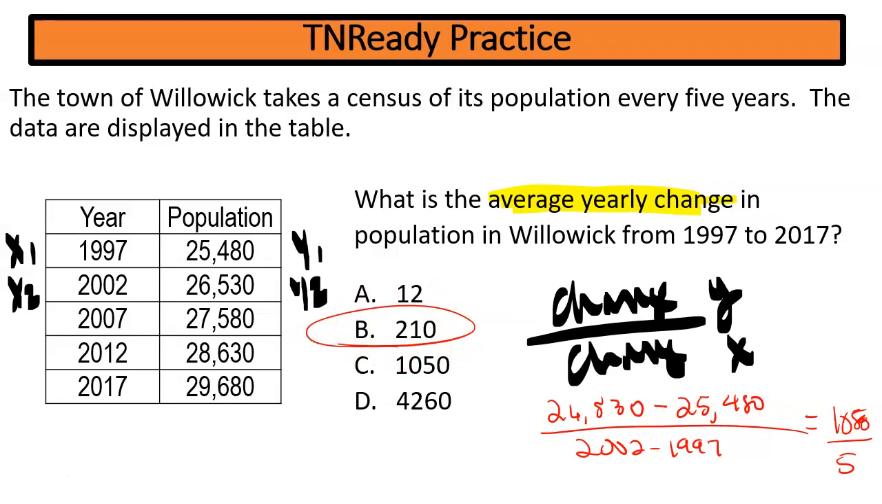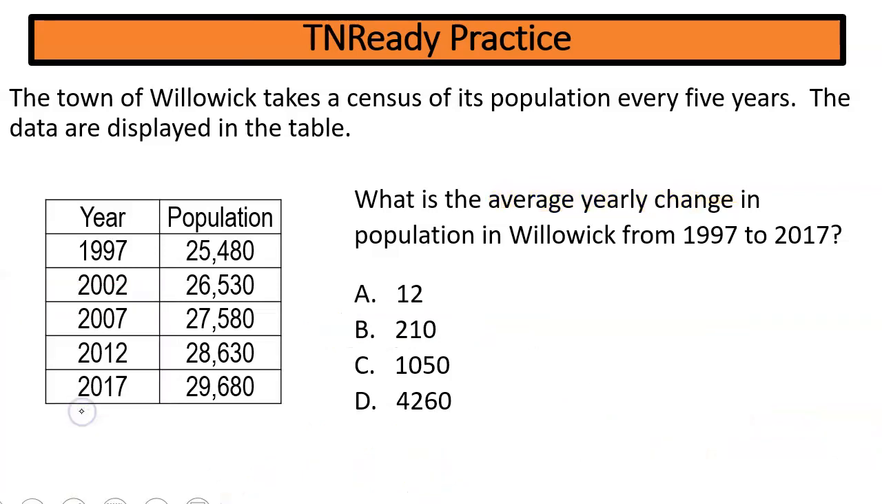Now, here's what that means. 210 would be the same as 210 over 1. 210 is my y, so that's the population, and x is the year. So basically, the population is changing by 210 people every 1 year. All right, let's take a look at the next problem.